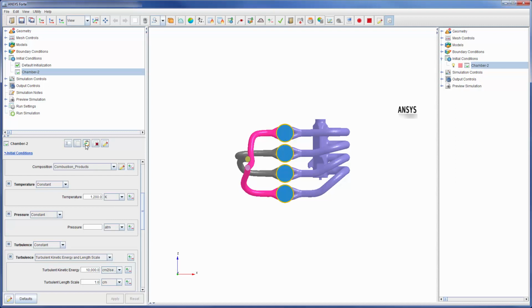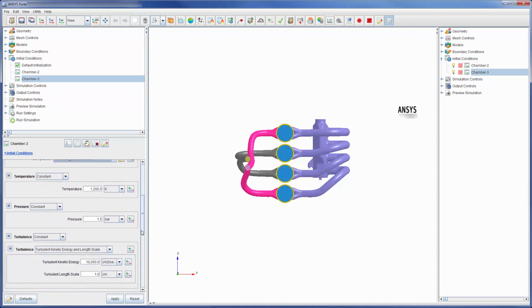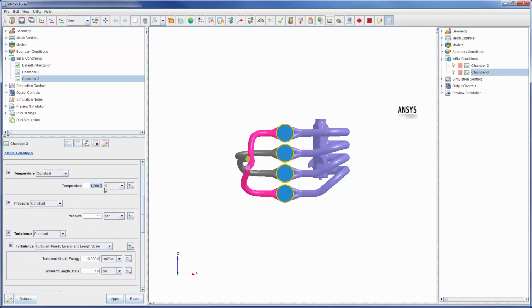To quickly create the cylinder 3 initialization condition, I will copy and paste this condition and then change the reference frame. Cylinder 3 is at the bottom dead center, about to begin the compression stroke. Therefore, the flow is assumed to consist of a stoichiometric mixture of fuel and air. Since cylinder 3 is likely in equilibrium with the intake manifold, the cylinder is considered to be at the same temperature and pressure as the intake manifold.